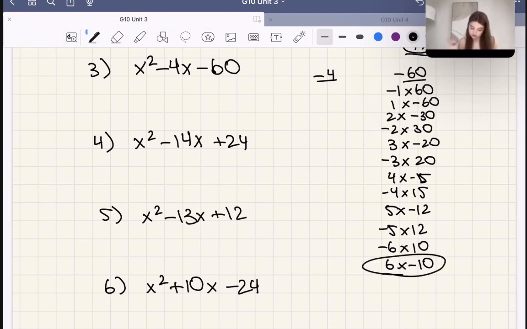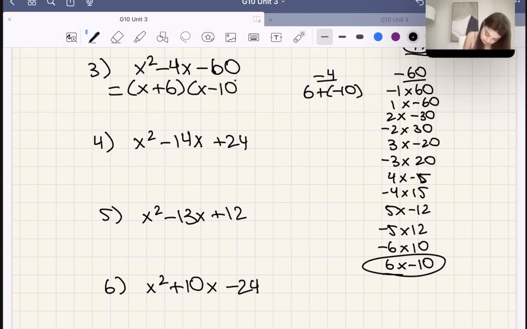Very last one. Negative 6 times 10, right? 6 times negative 10, because 6 plus negative 10 is 6 minus 10, which is negative 4. And there we go. So therefore, the answer is x plus 6, x minus 10, and there we go. Awesome.